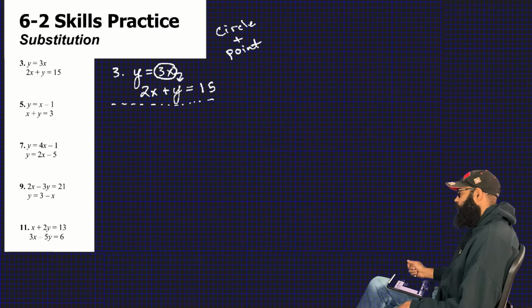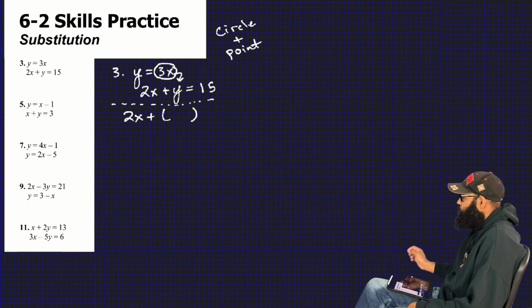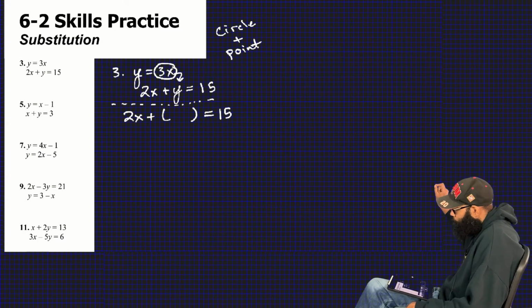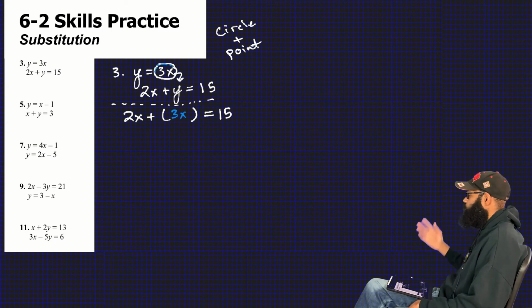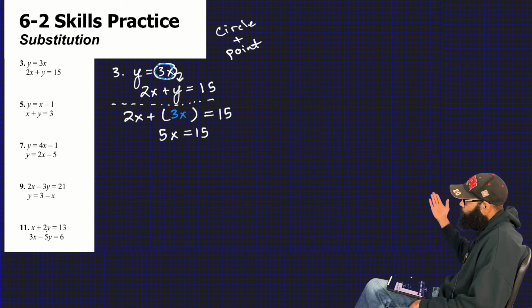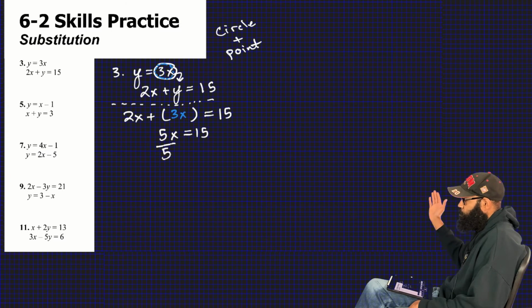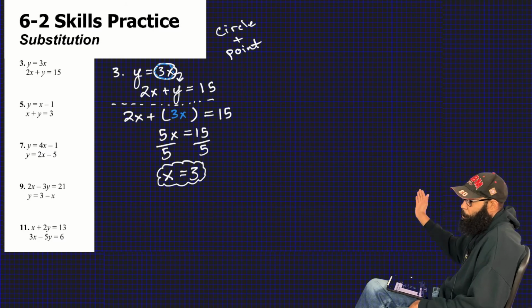So y is equal to 3x, so therefore when I see the second equation, 2x plus y equals 15, I literally circle what y equals and point it to where it needs to go. Circle and point. So inside of the parentheses, I put what I circled. So if you circle 3x, 3x goes inside the parentheses. Later on, I'll be circling a binomial, like x minus 1, or 4x minus 1. But now that you have it written out, you can solve it. You see like terms, 2x and 3x is going to give you 5x. 5x equals 15. Divide both sides by 5. X is equal to 3. Boom, bang, pow.